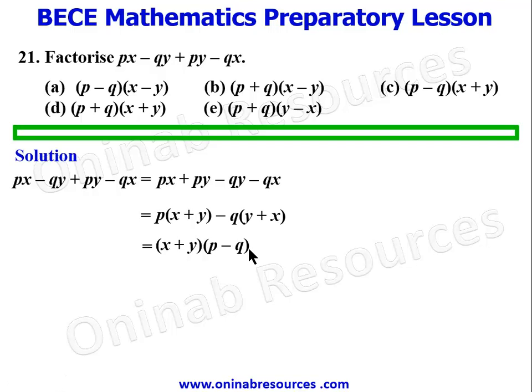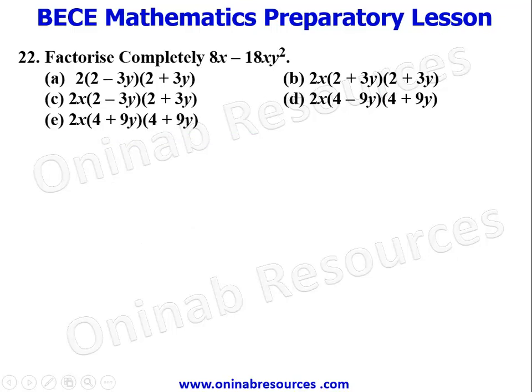So we have succeeded in factorizing this expression, and x plus y, p minus q, and this is option C. So we have done justice to problem 21. We go to problem 22.